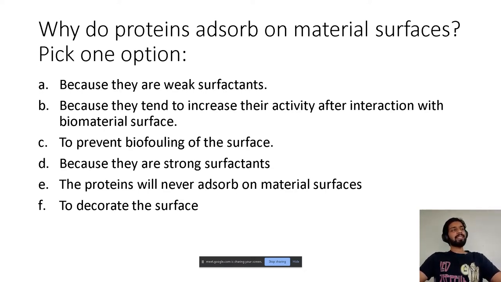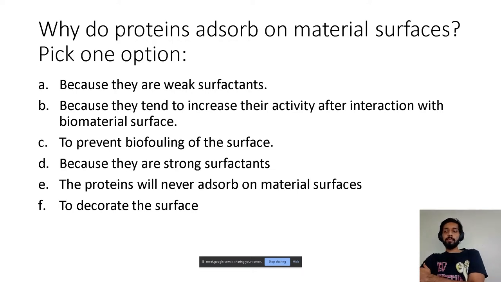There is really no evidence that says that proteins tend to increase their activity after interaction with biomaterial surfaces, right? So if anything, they'll have reduced activity. So for instance, if you take one specific protein, let's say DNase, it will degrade DNA, right? So its activity is going to be reduced once it interacts with the biomaterial surface, because it undergoes conformational changes and it's no longer willing to interact with the DNA. So if anything, its activity would go down.